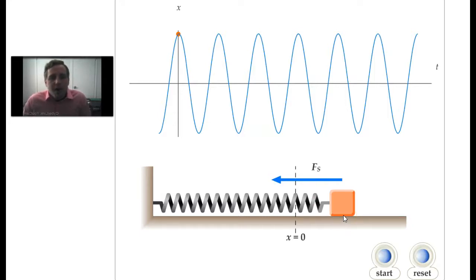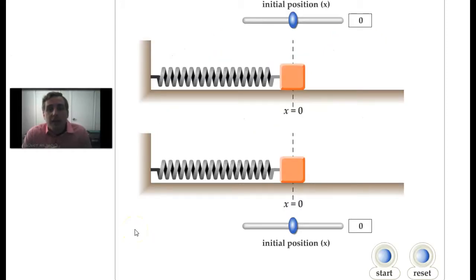So this is how we model simple harmonic motion. Now let's take a look at this in a little more detail and compare some interesting things in terms of amplitude and mass and spring constant and so on. What I have shown here is a test for 2 identical springs, 2 identical masses, but we can set their initial positions differently.